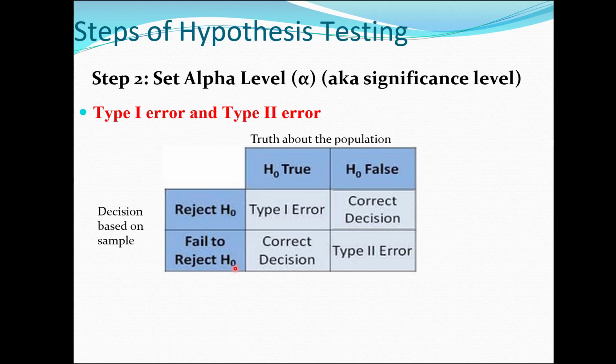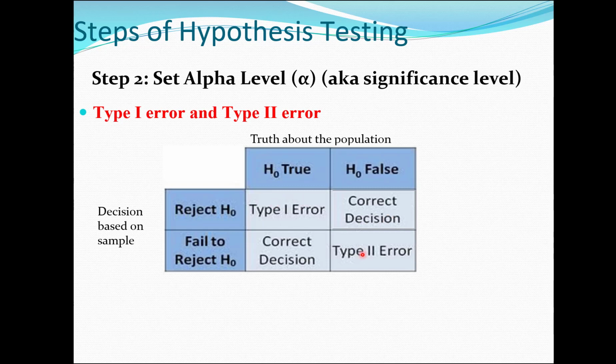We don't use retain. Instead, we use fail to reject. So I hope you can get used to it. So when the null hypothesis is true, the correct decision is to fail to reject the null. What about if the truth is the null hypothesis is false? And then the correct decision for you to do is you reject your null hypothesis.